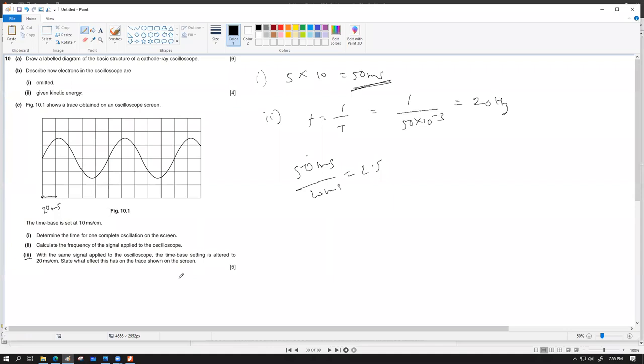Because we have only changed the time base, the y-axis peaks and bottoms, the amplitude of the graph, would remain unchanged. We did not change the input signal, neither did we change the y gain value, because the question doesn't say anything about a y gain change. So we have to assume it has been kept constant. The question said what effect this has on the trace shown on the screen. They didn't say what changes are observed, they said what effect, so we have to write this answer in multiple parts.